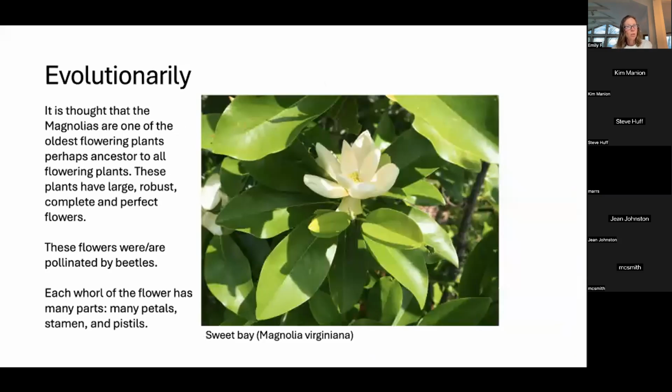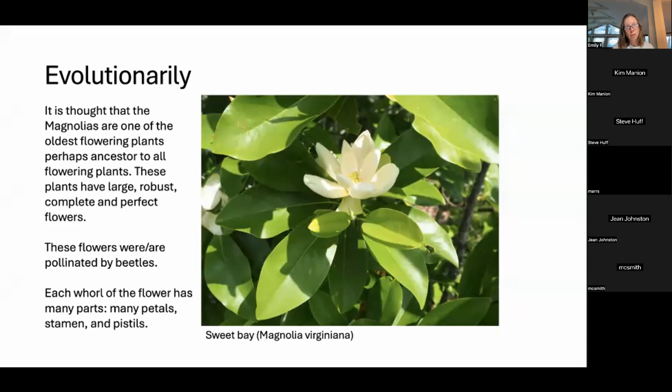Evolutionarily, it's thought that the magnolias were the oldest of all flowering plants, and they are the ancestor to all flowering plants. So they actually think that all monocots and dicots arose from the magnolias. Evolutionarily, I think in paleobotany, they talk about the flower arising like 2 or 3 times, whereas the leaf arises like 7 different times in different places. But when the magnolia was first around, millions of years ago, I think it's millions.